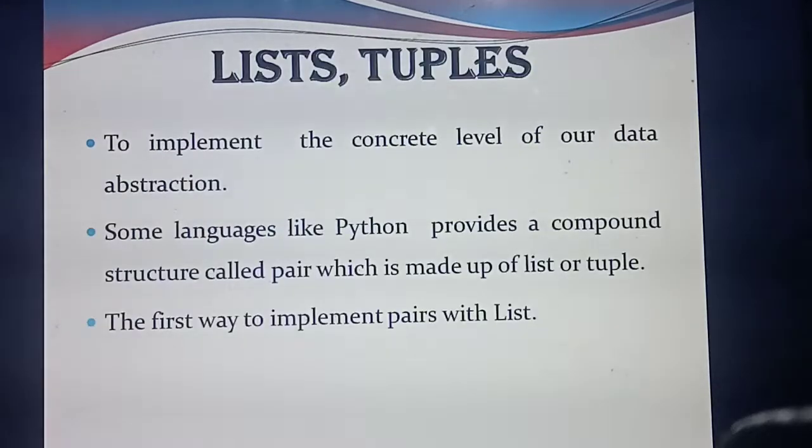Next, we are going to study list and tuple. This is an important 5-mark question as well as a 2-mark question: define list with example. Also one important 5-mark question, which you need to write from here. Now we are studying data abstraction. What do you mean by data abstraction? It displays only the important details and hides the background. That is called data abstraction.